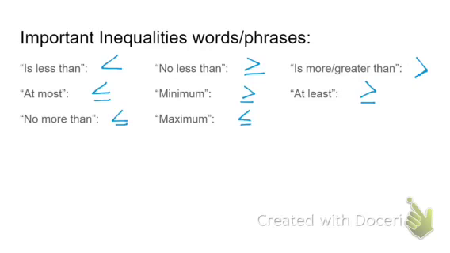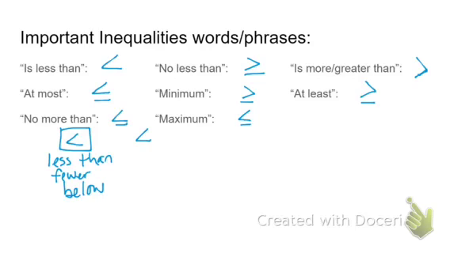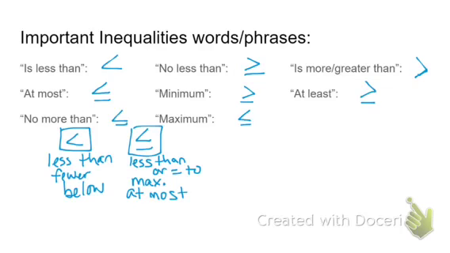So again, just a recap on here. When we use the less than symbol, we're going to say less than, fewer than, or below. If we are using the less than or equal to symbol, we're going to say less than or equal to, maximum, at most, or no more than.